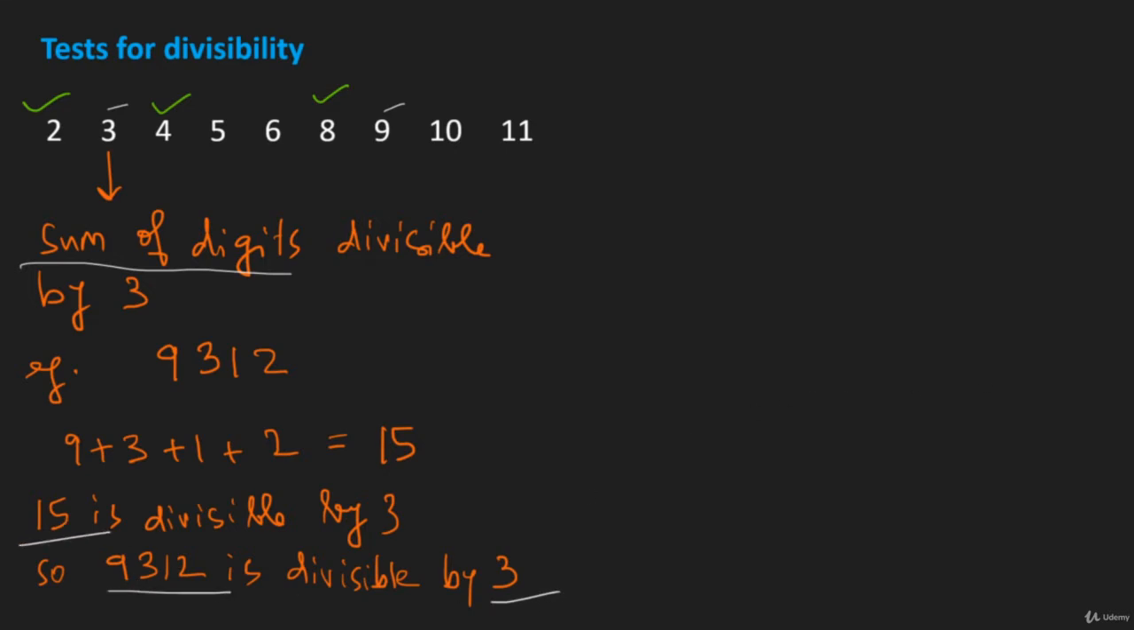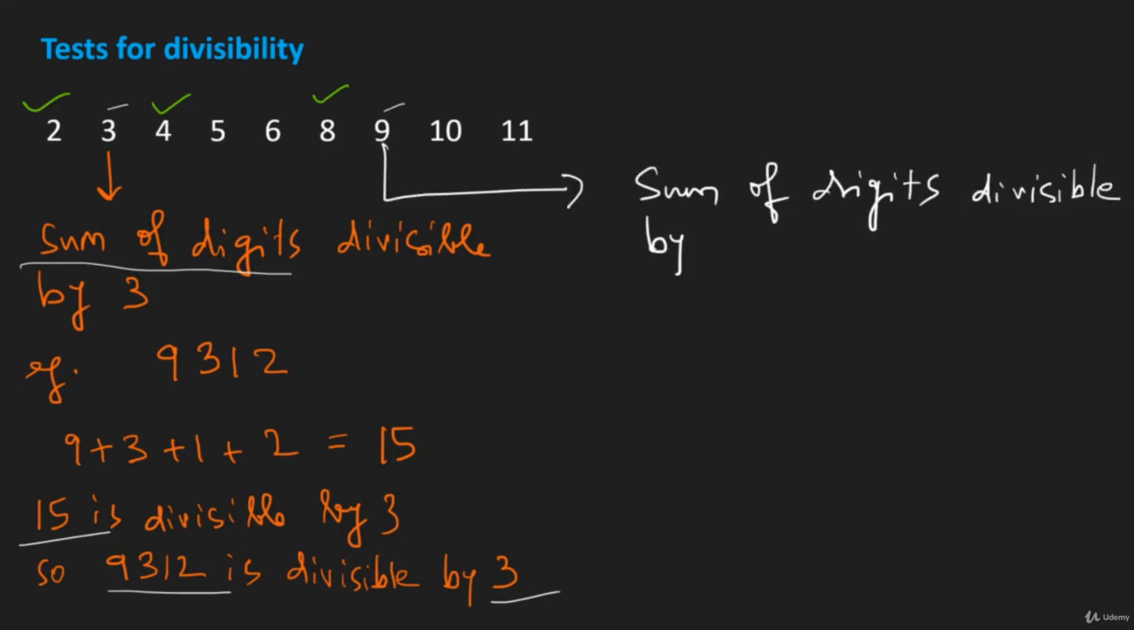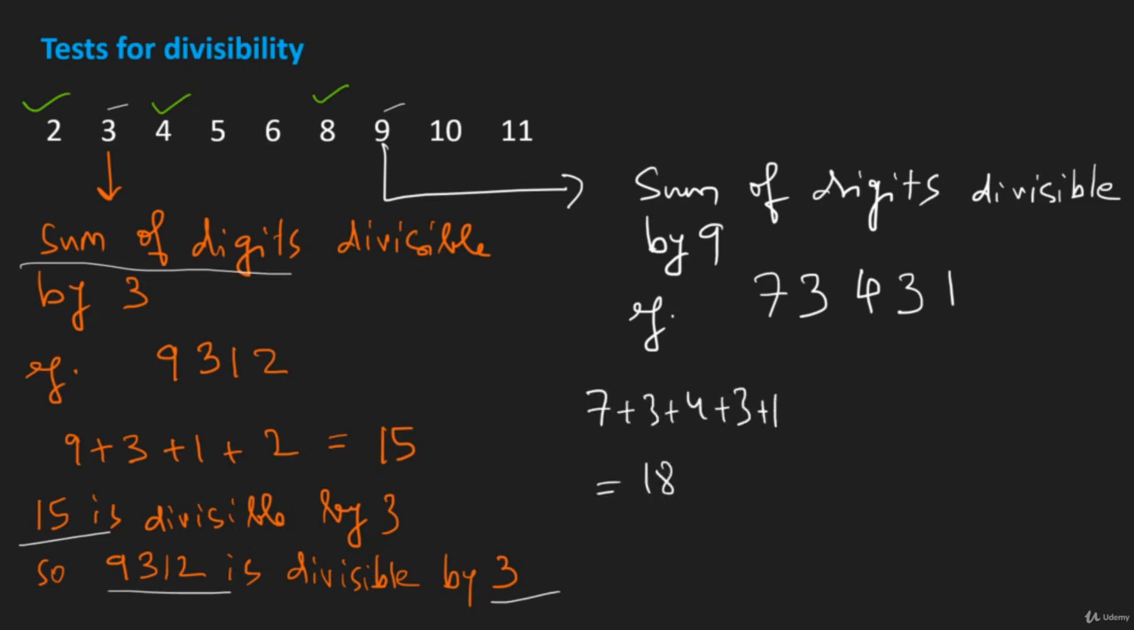Alright, now let's move on to the rule for 9. For 9, the sum of the digits should be divisible by 9. That's the divisibility rule for 9. Let's take an example. Say you want to check whether 73431 is divisible by 9 or not. Alright, let's find the digit sum. The digit sum is 7 plus 3 plus 4 plus 3 plus 1. When you do that, you'll get the sum as 18. You can see that 18 is divisible by 9. Therefore, 73431 is also divisible by 9.